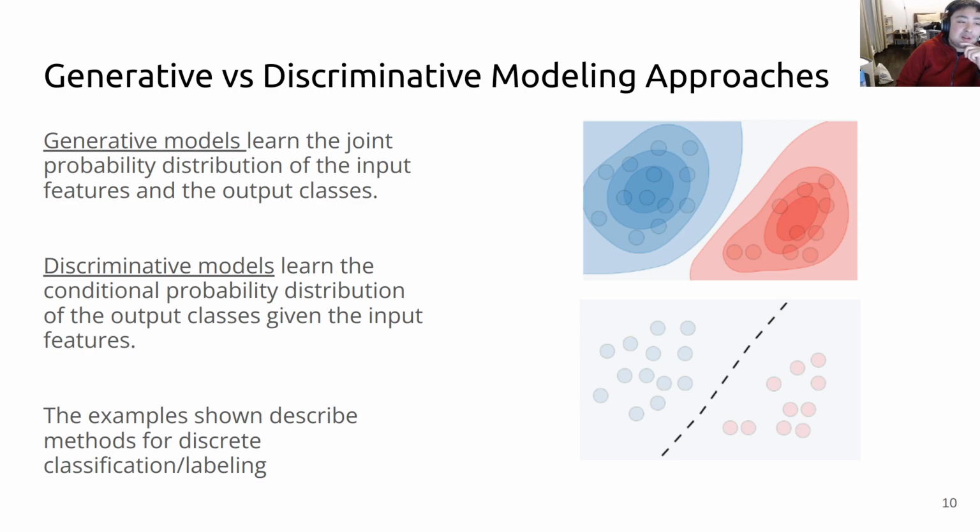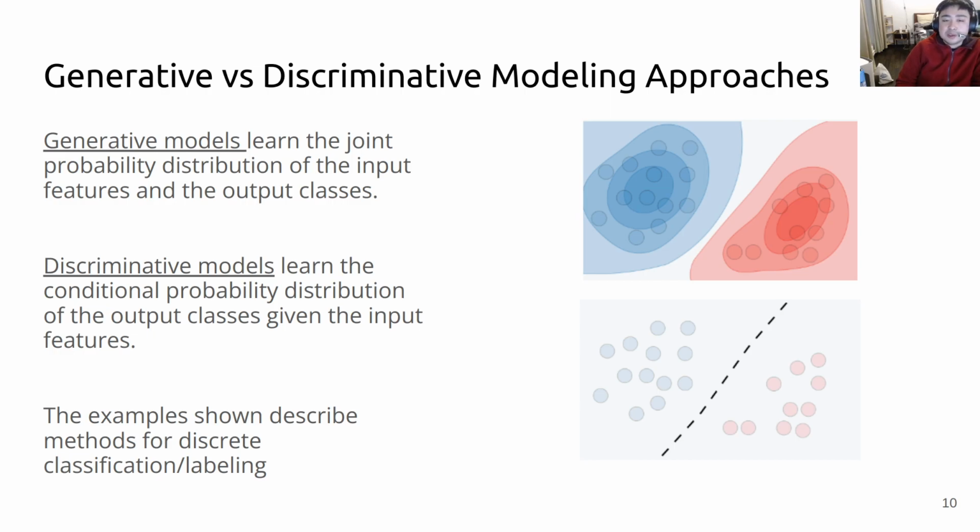A discriminative model learns the conditional probability distribution of the output classes given the input features. So basically, a discriminative model defines the boundary between the labels, and then we can say based on this boundary, if it's on the right side it's A, and if it's on the left side it's B. Those are two different methods, and as I said, this is a discrete case classification task, so we're looking for either A or B.